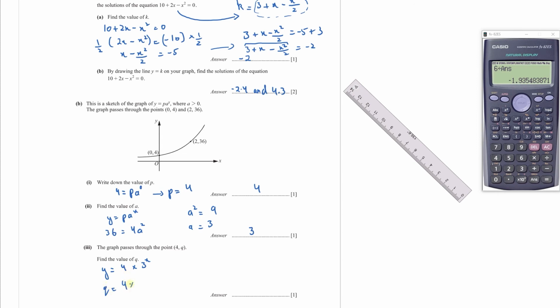Then 4 times 3 to the power x, where x is 4. So what is 3 to the power 4? It's 3 times 3 times 3 times 3, which is 81. So this will be 81 times 4. Q will be 81 times 4, which is 324. So your value of q is 324.